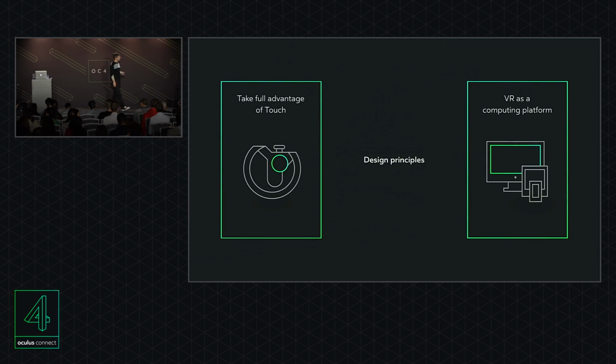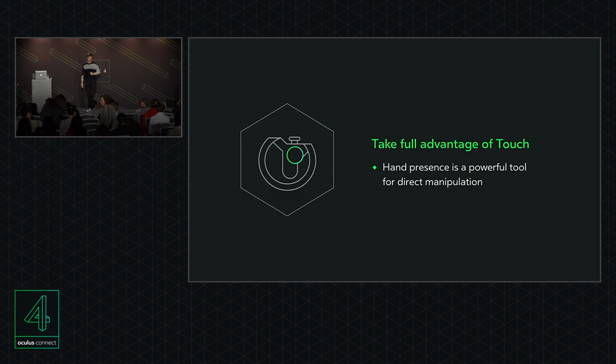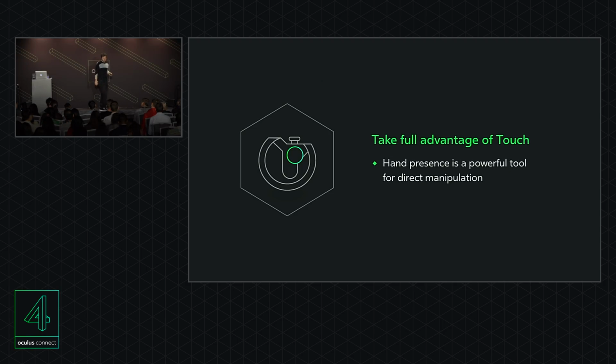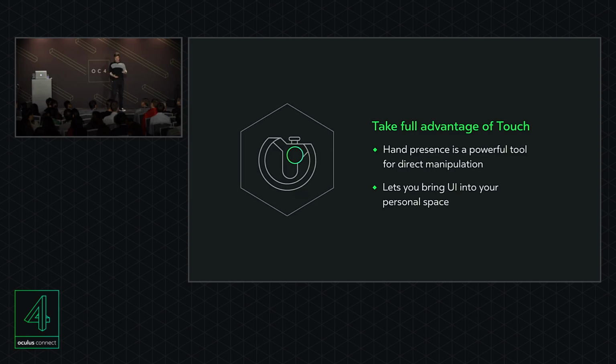How do we want to get there? These are our two core design principles that we've used in reimagining the Rift system UI. I'll talk about each of them in turn. The first is we want to take full advantage of touch. We're really proud of the touch controllers. They have a really great ergonomic design. The tracking is really high quality. You really do get this feeling that you have your hands in VR and that the controllers just fade away over time. It's a really powerful tool for designing interfaces.